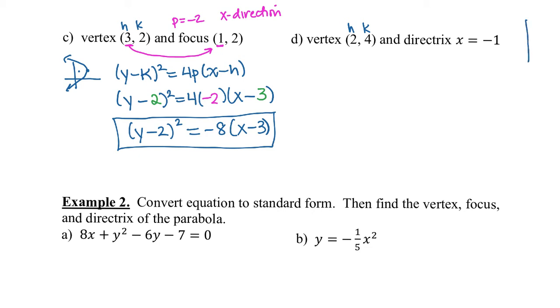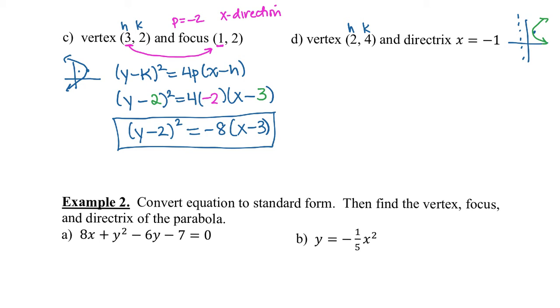Okay, if the vertex is 2, 4, 2, 4 is up here. Let's see, x equals -1 is over here. Okay, which actually means this is going to open in this direction because it should be opening away from the directrix. So kind of, if you're visual, you can keep that in mind. I can see it's opening in the x direction.